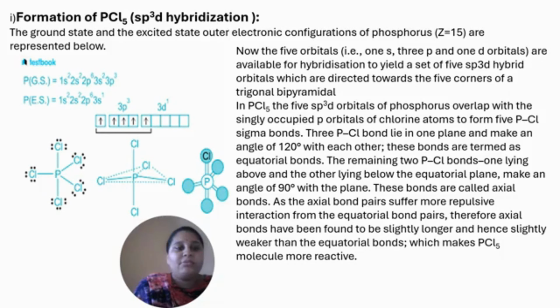Formation of PCl5, which is an sp3d hybridized molecule. The ground state and the excited state outer electronic configuration of phosphorus are represented as below: the ground state is 1s2, 2s2, 2p6, 3s2 and 3p3, whereas in the excited state it is 1s2, 2s2, 2p6 and 3s1.